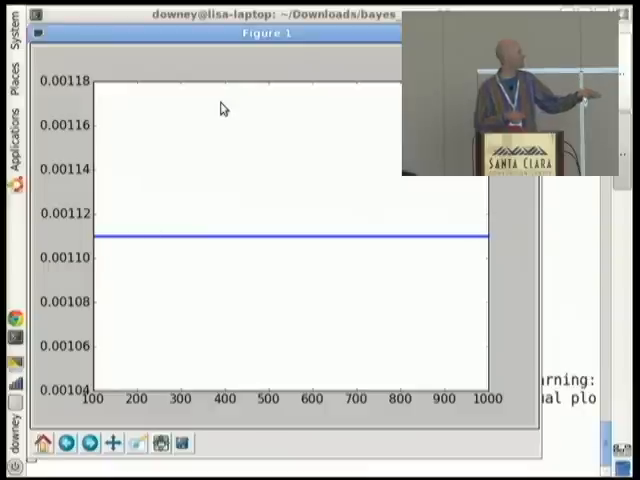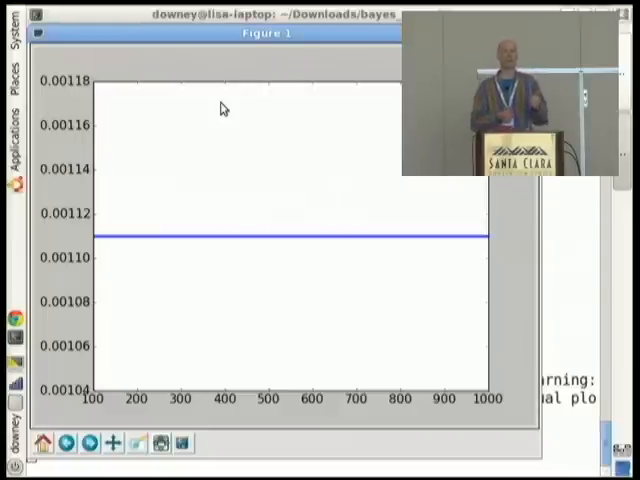This is a graph of the prior PMF. What it shows, across the bottom, are all the possible values. This means I think they have 100 trains, 200, 300, up to 1,000. And this is the probability associated with each of those hypotheses. Initially, it's a uniform distribution, so all of my hypotheses are equally likely before I see the data.